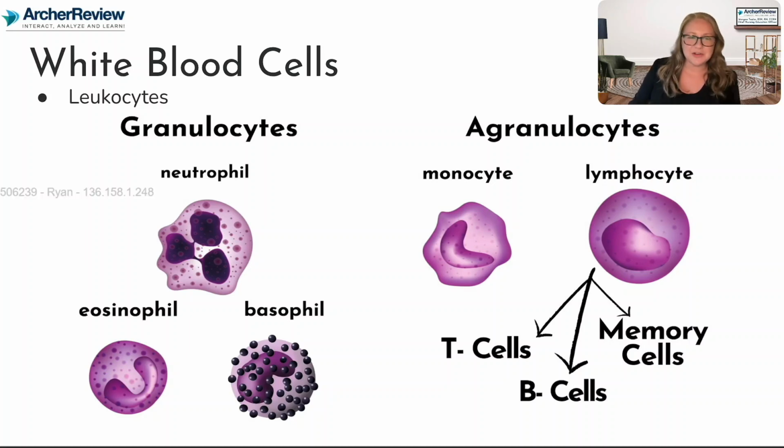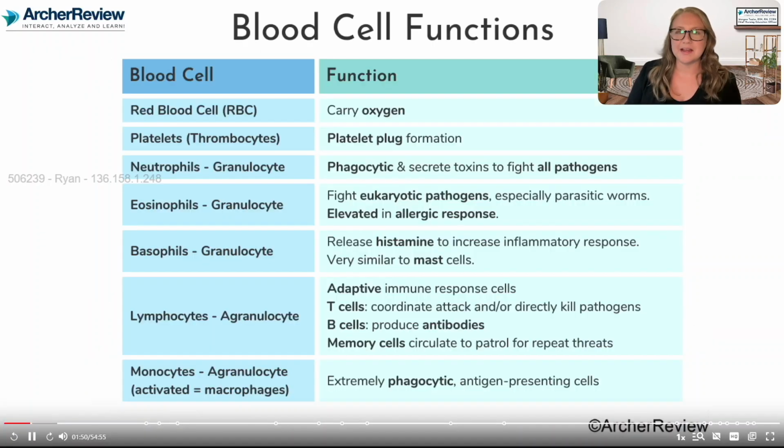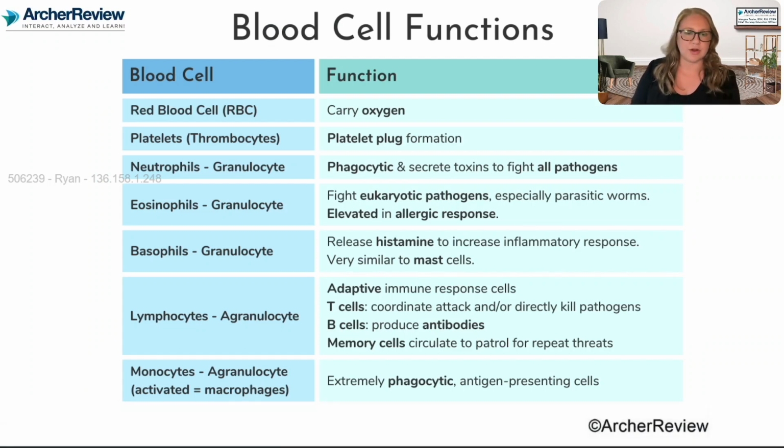And when you look at the granulocytes under a microscope, you're going to see that they almost look like they are coated in a layer of sand. They're grainy. They have these granules. That's why we call them granulocytes. Those are all the types of white blood cells ending in that "phil." So we've got our neutrophils, eosinophils, and basophils. Now, neutrophils are our most common type of granulocyte. They are phagocytic, so they're able to eat bacteria and secrete toxins that fight off all pathogens.